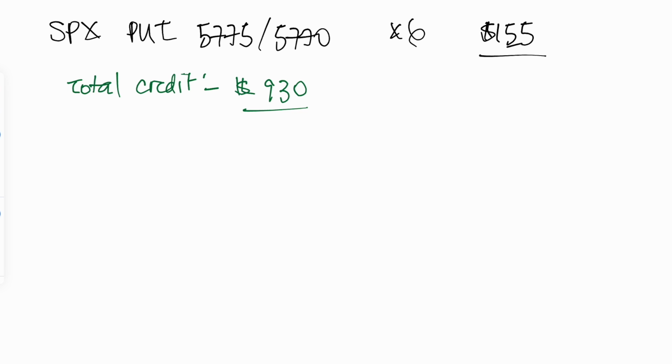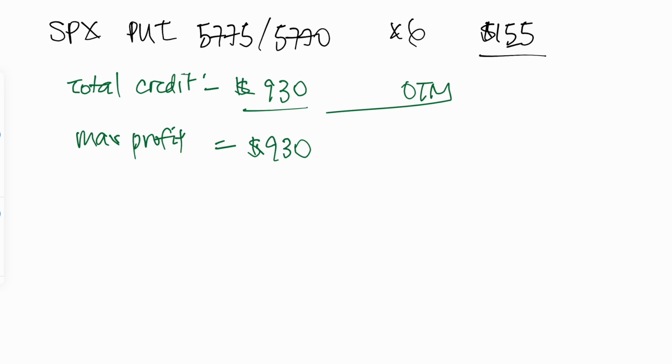Now, at the end of the day, SPX ended way out of the money, around 5,800 or so. So we were out of the money, which means that we made max profit of $930. And we know this because anytime SPX ends above our sold put, which is the 5775, so it's greater than 5775, we'll make max profit.